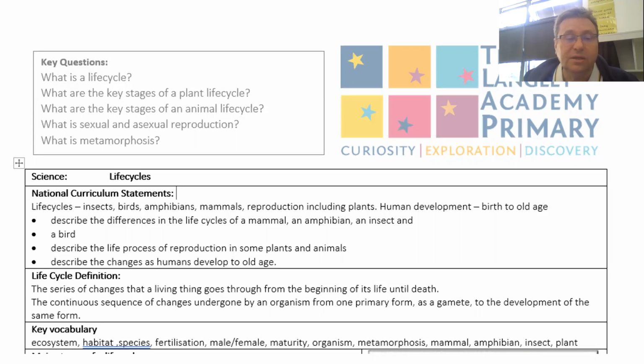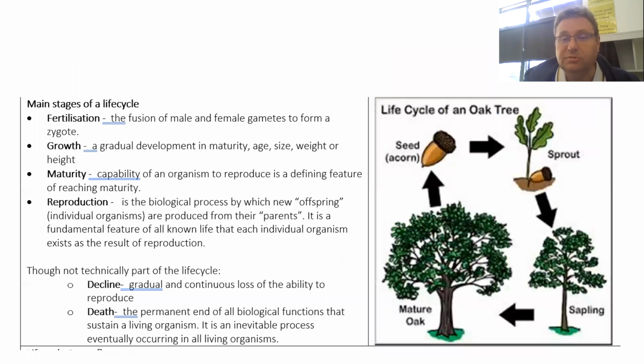So we all know that a life cycle is a series of changes that living things go through from the beginning of its life until its death. It's a continuous sequence of change undergone by any organism from one primary form as a gamete, i.e. when it first becomes fertile, to the development of the same form where it reproduces young. And in my last video, we went through the key vocabulary.